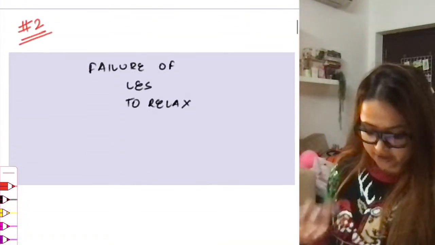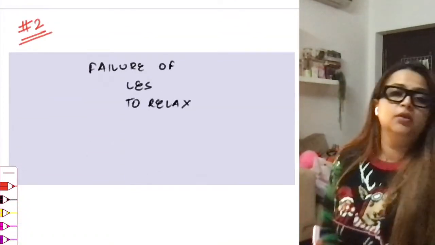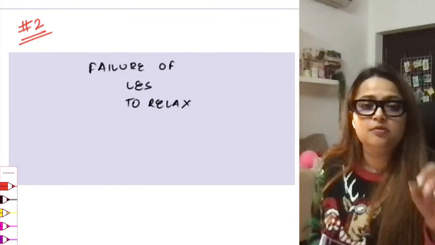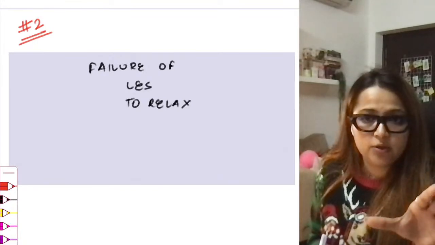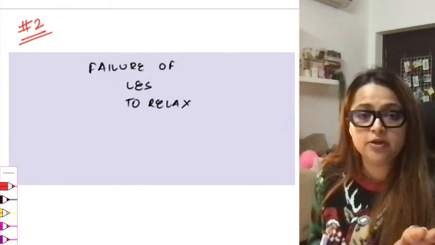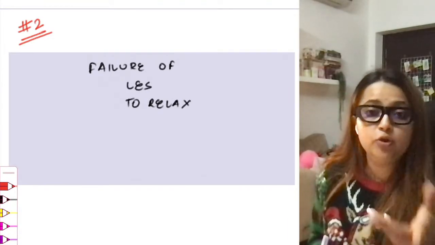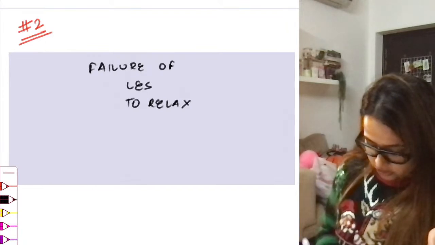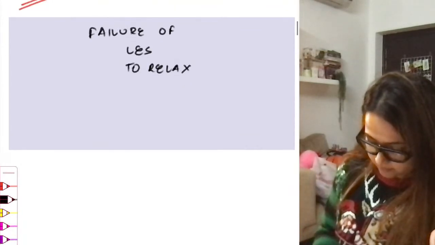Now moving on to the second flashcard. This flashcard says the keywords that could be given to you in the question. If the question says that there is failure of the lower esophageal sphincter to relax, what will you think about? I'll draw a picture here so that we can better understand this.